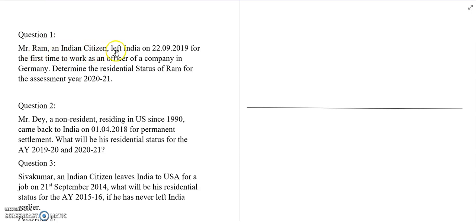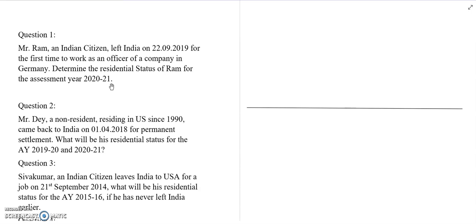Mr. Ram, an Indian citizen, left India on 22 September for the first time to work as an officer of a company in Germany. Determine the residential status of Ram for the assessment year 2021. Here we will follow a reverse model. We will start with the last sentence of the question. Determine the residential status of Ram for the assessment year 2021. So this sentence will be the heading of your solution.